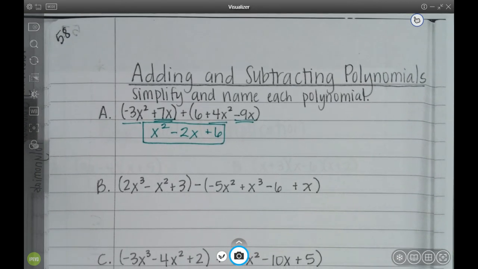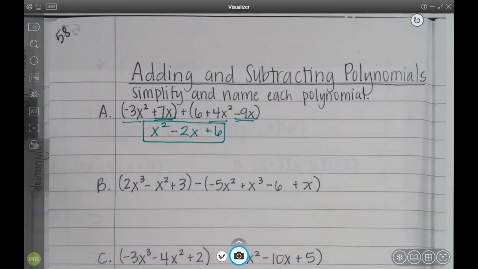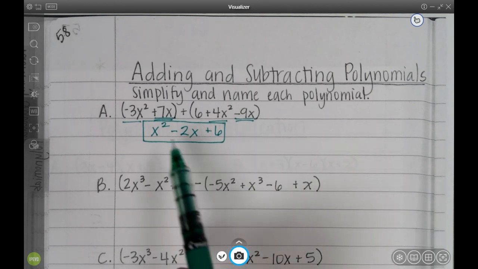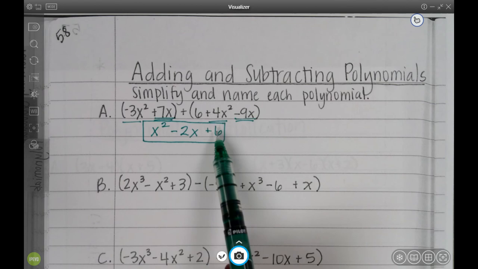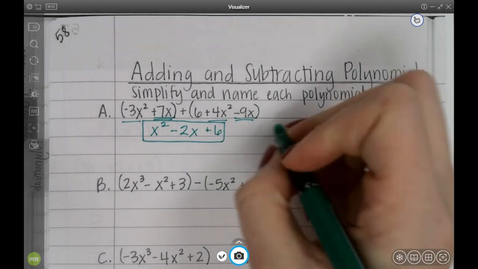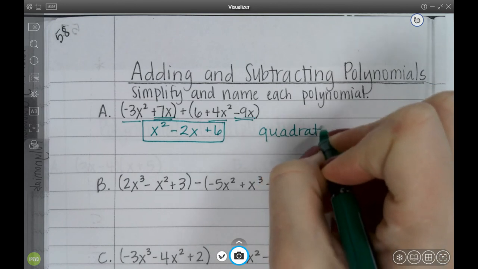And then I have to name it. Again, each name is going to have 2 parts. It's going to have a name by the degree and a name by the number of terms. So a degree of 2 is a quadratic. When it has 3 terms, it's a trinomial. So this is a quadratic trinomial.